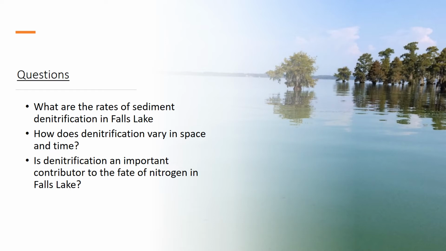So a single measurement from one point in the lake might give you a representative sense of what may be going on in the sediments, but in as big and as heterogeneous a system as Falls Lake, it's going to be more valuable to have measurements through space, so throughout the lake, and also through time. We know that problems that occur in the lake, challenges related to excessive algal growth, are often seasonal. So understanding how this process that may modulate nutrient supplies vary seasonally is critical. And then finally, we want to make a first order assessment of whether denitrification is an important contributor to the overall fate of nitrogen in the lake.